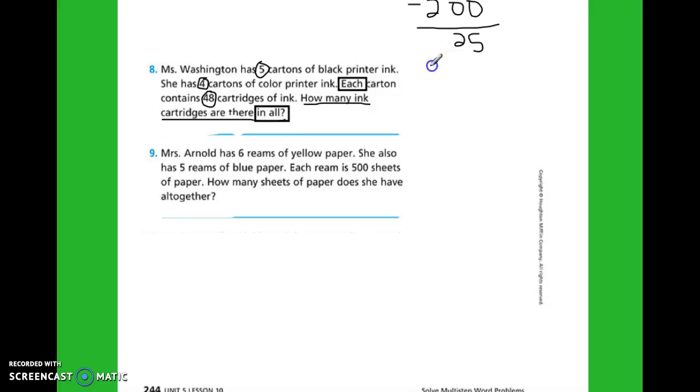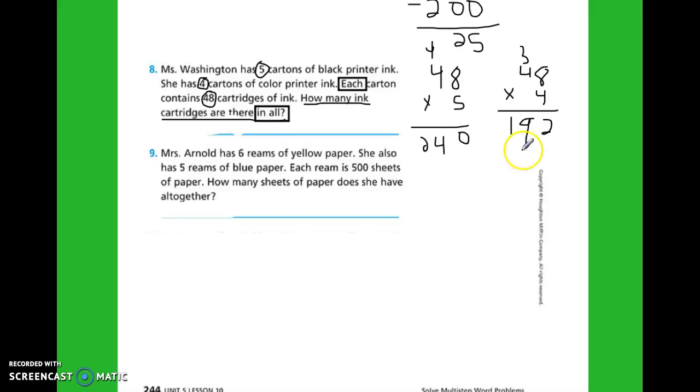So we'll do 48 times 5 here. So 8 times 5 gives us 40. Carry the 4. 4 times 5 gives us 20, plus 4 is 24, so we have 240. All right, and then we're going to do 48 times 4. Okay, and 8 times 4 gives us 32, so we're going to put the 2 here, put the 3 up here. And 4 times 4 gives us 16, 17, 18, 19, so 192.